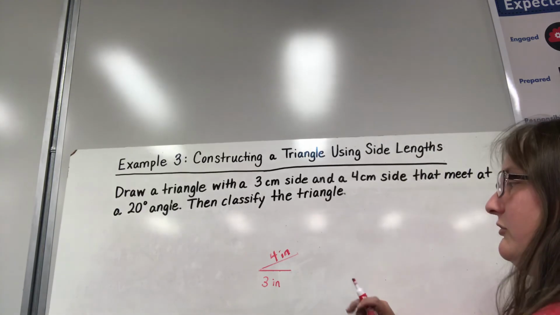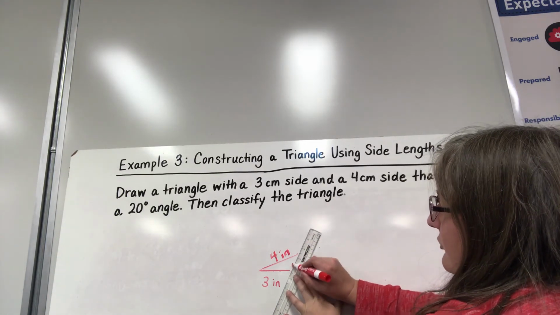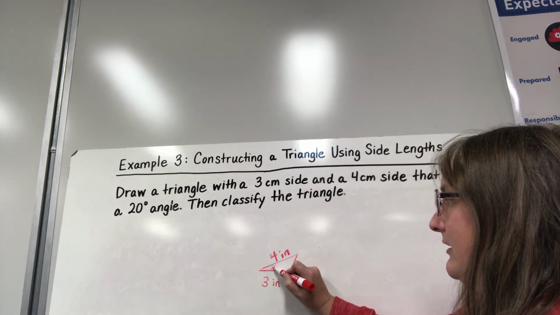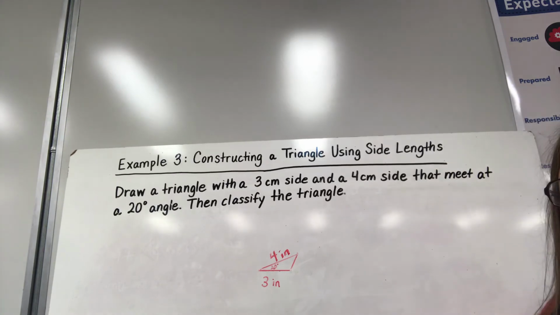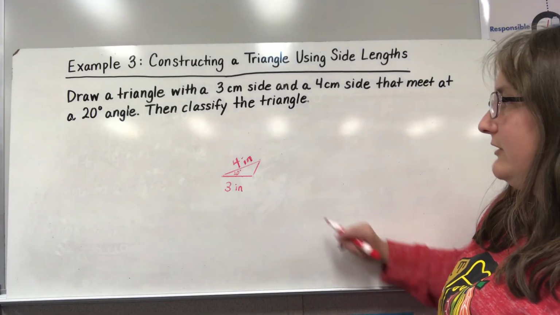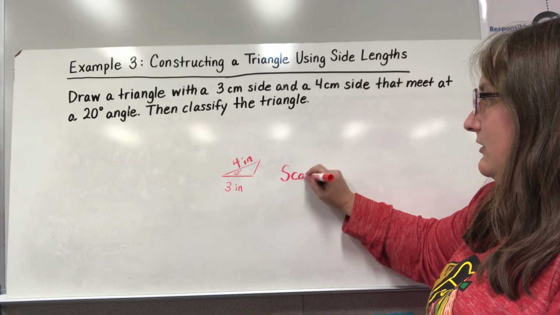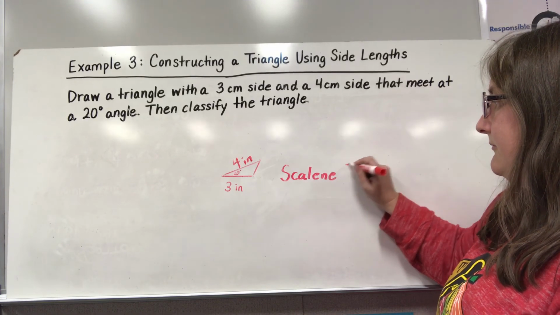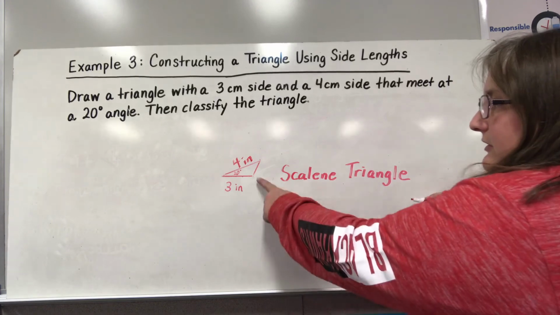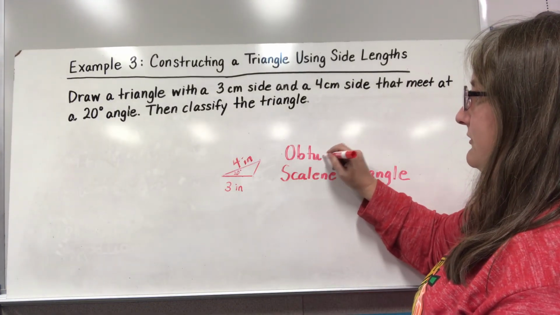And now I am going to connect my two sides to actually turn it into a triangle. So I've got my 20-degree angle in there. The last thing I need to do is classify this triangle. So since none of the side lengths are the same, it's going to be a scalene triangle. I do notice that this angle right here is definitely going to be obtuse. So according to angles, it will be an obtuse triangle.